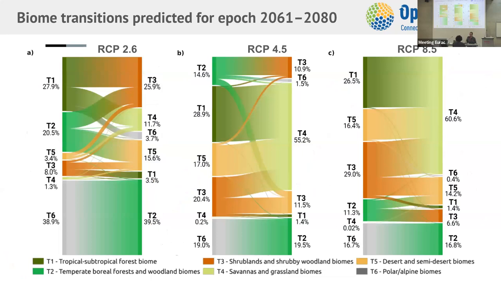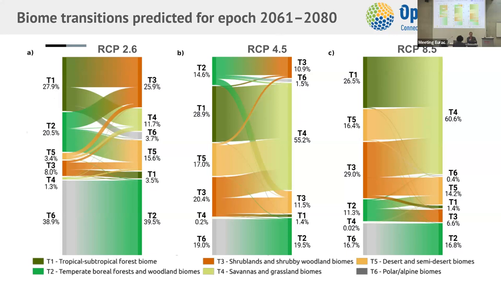And if you think about the three scenarios that we predict, basically, when you go to the right, the temperature is increasing, right? So you have more impact. And here it's really the transitions. So we had 27% in this scenario of the tropical forest biome that will be converted, for example, to shrubland and shrub woodland biomes.